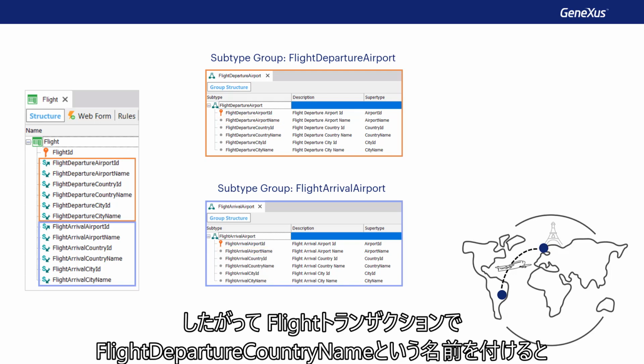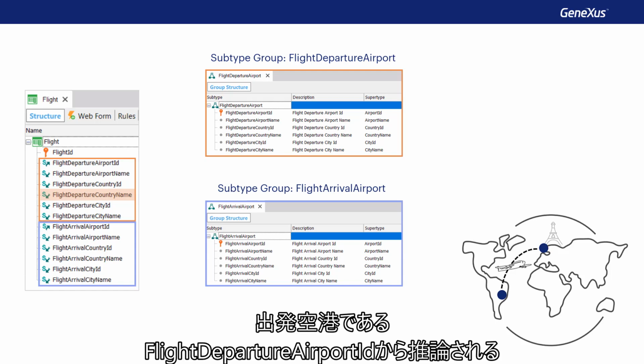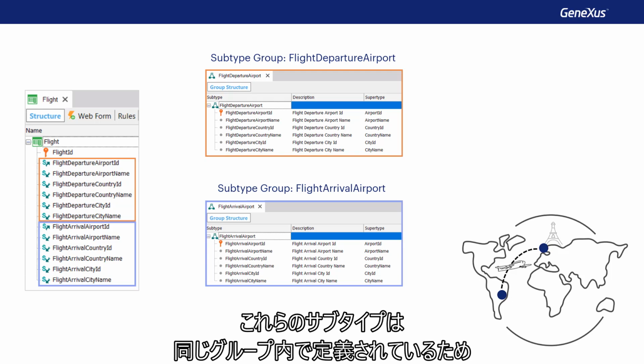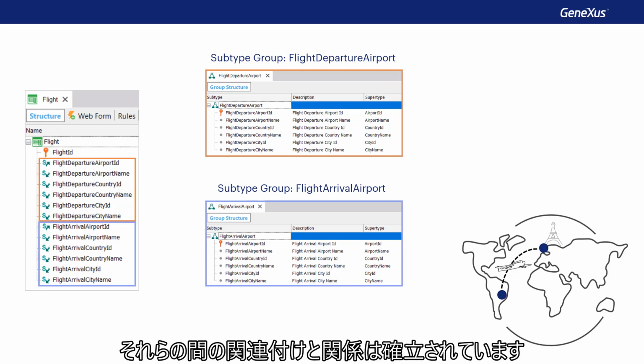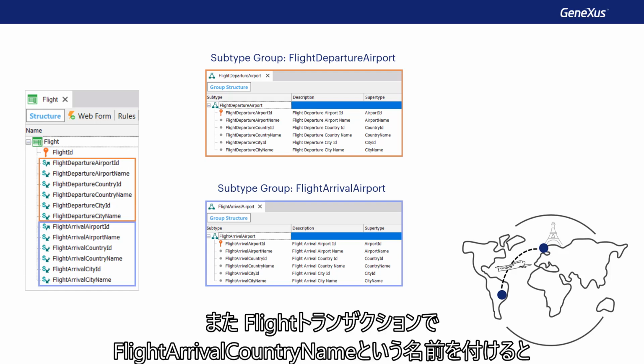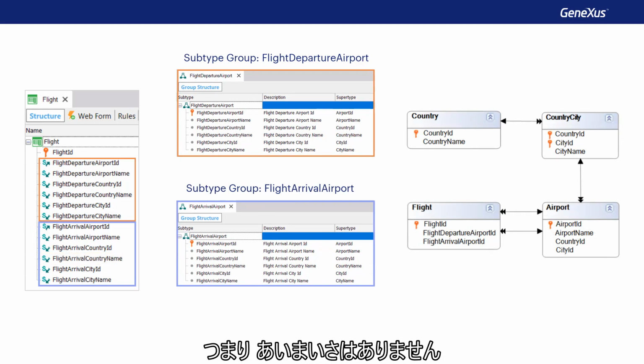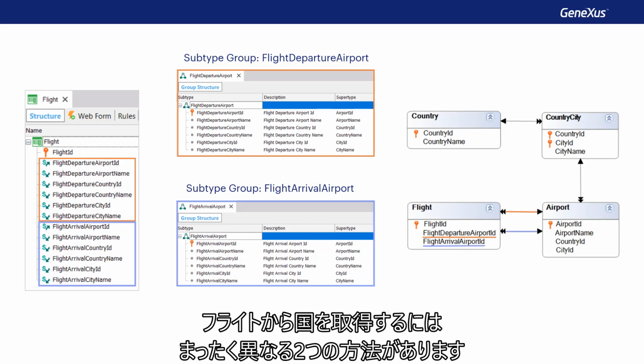Therefore, when we name flight departure country name in the flight transaction, we know that it will be a country name inferred through the departure airport, flight departure airport ID. These subtypes have been defined within the same group, and therefore the association and relationship between them has been established. And when we name flight arrival country name in the flight transaction, we know that it will be inferred through the flight arrival airport ID attribute. That is to say, there is no ambiguity. There are two completely different ways to get to country from flight.